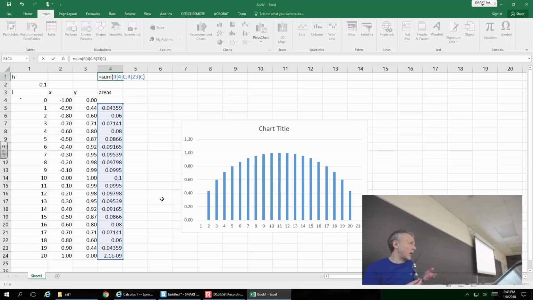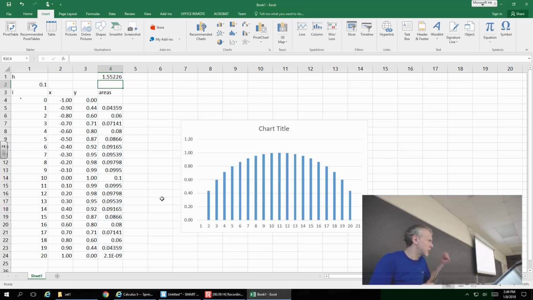The full circle is pi r squared. R is equal to 1, so it will be simply pi, 3.14 roughly. And if we are doing only the upper half of the circle, it will be 1.5 something. So that's our approximation of the area of the circle.